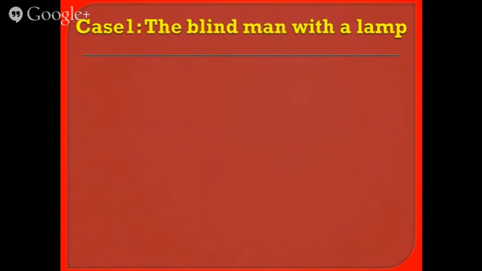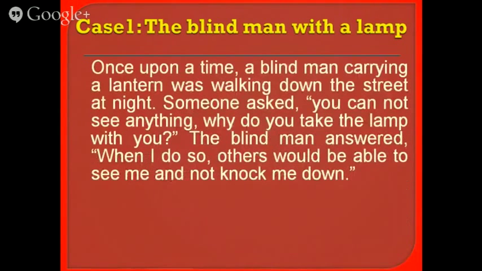Let me show you the case. You will read the case carefully and then I will raise certain questions. This is the case of the blind man with a lamp. You just go through the case. You see, once upon a time, a blind man carrying a lantern was walking down the street at night. Someone asked, "You cannot see anything. Why do you take the lamp with you?" The blind man answered, "When I do so, others would be able to see me and not knock me down."